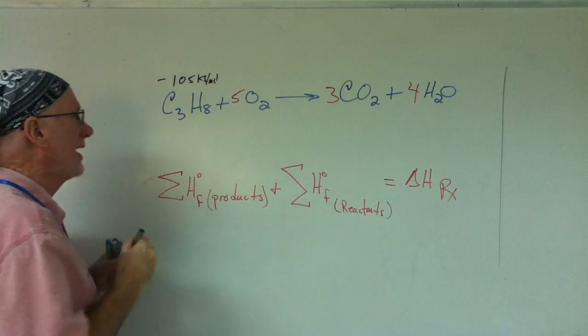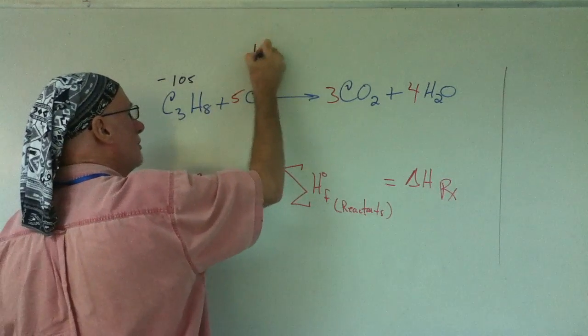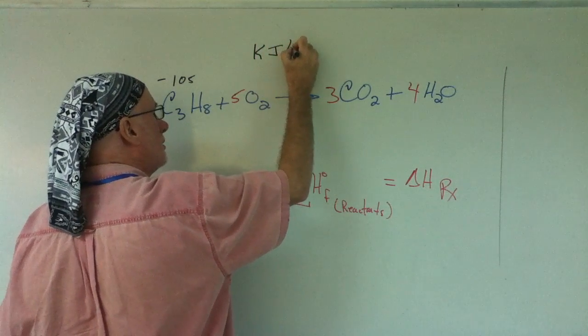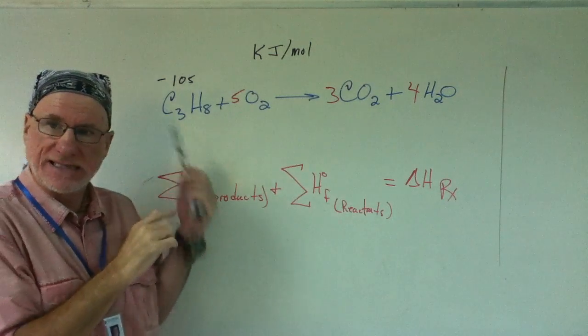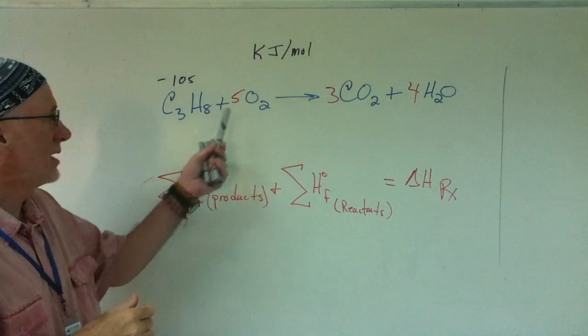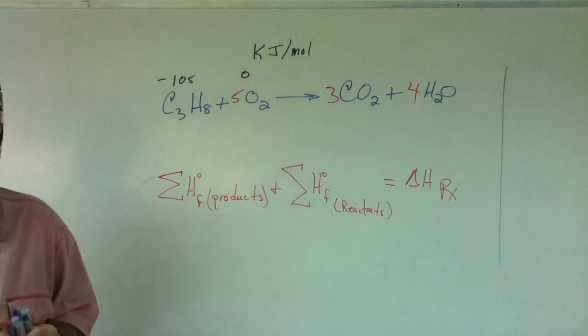Okay, do I have to put that? No. Okay, these are going to be kilojoules per mole, right? 105. See, it's negative, right? What's oxygen? It doesn't say. Oxygen's considered 0. Oh, we just said it.